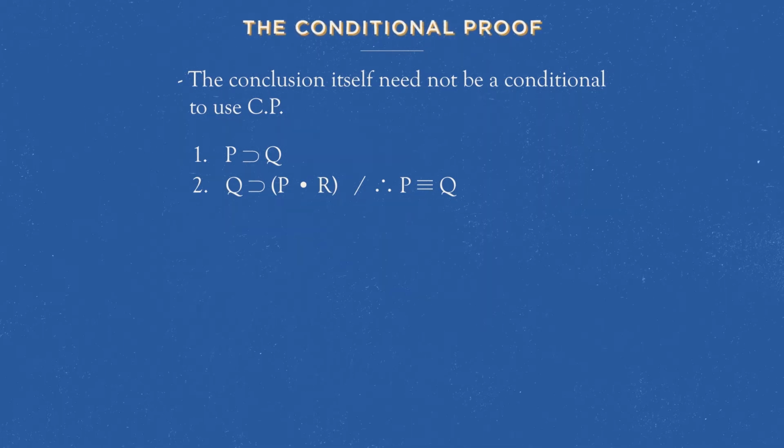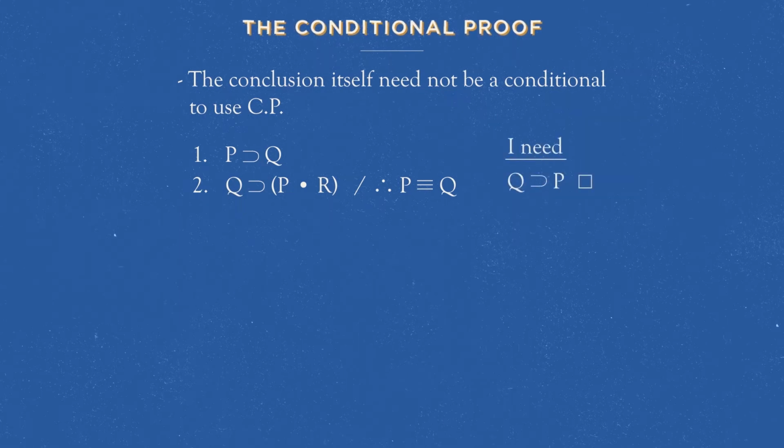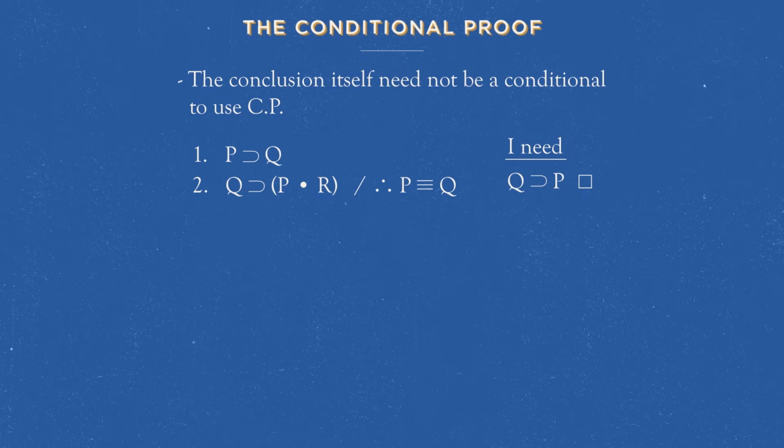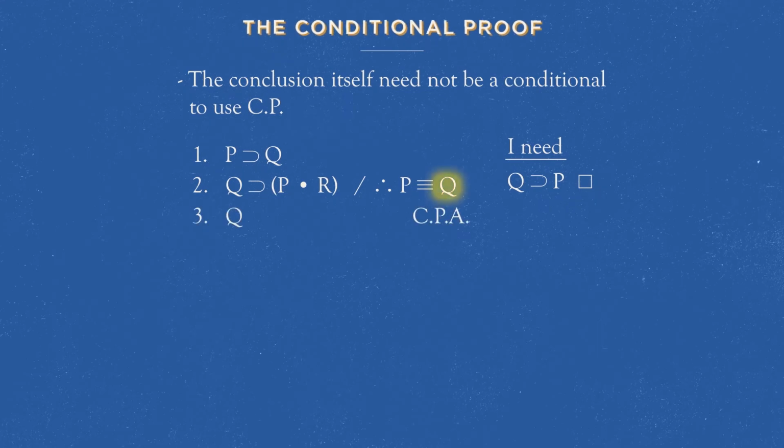Notice my conclusion is not a conditional, but we know that P if and only if Q is logically equivalent to if P then Q and if Q then P. That means I need an if Q then P, as I already have an if P then Q in the first premise. How can I get an if Q then P? Well, I'm going to use a conditional proof. I'm going to assume the Q from the conditional proof assumption and then deduce the P.